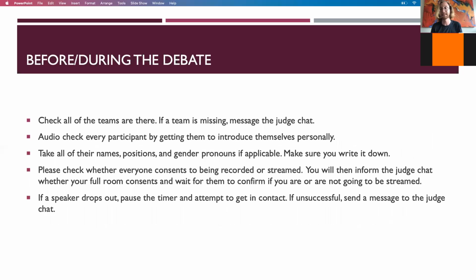Before and during the debate, this is getting to more of the technical requirements for your judges. Check all of the teams are there. If a team is missing, message the judge chat, message the adjudication core. Secondly, audio check every participant by getting them to introduce themselves personally. Thirdly, take all of their names, positions, and gender pronouns if applicable, and make sure you write it down so that when you are coming to writing up the ballot and putting in all of the names, you're not suddenly like, oh goodness, which way around do those two names go? Make sure you're actually taking adequate records.